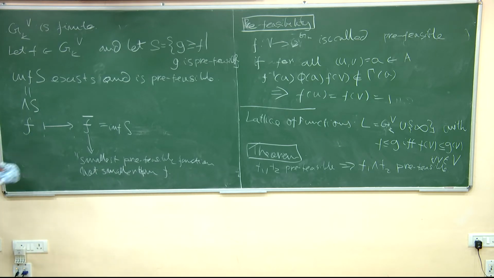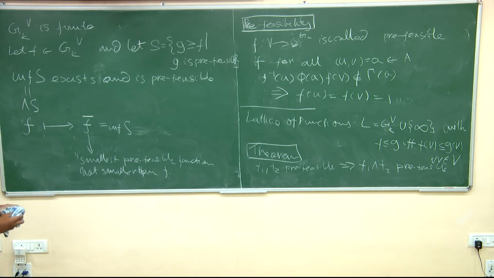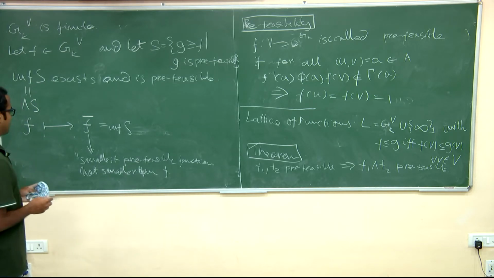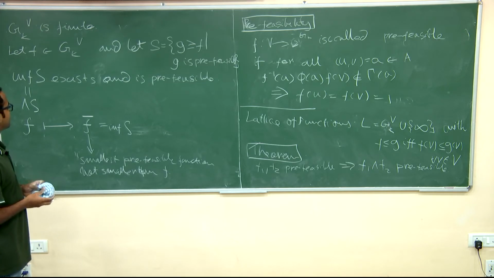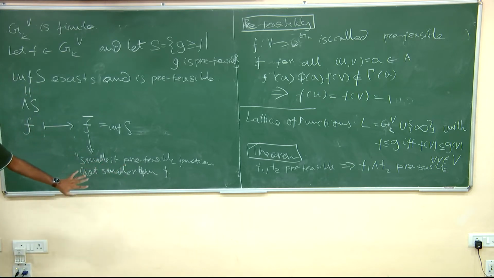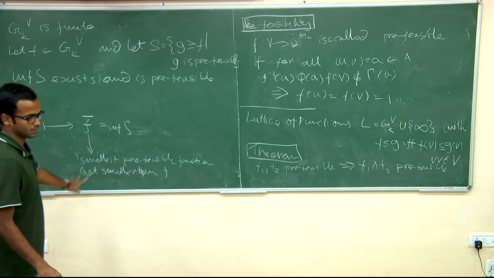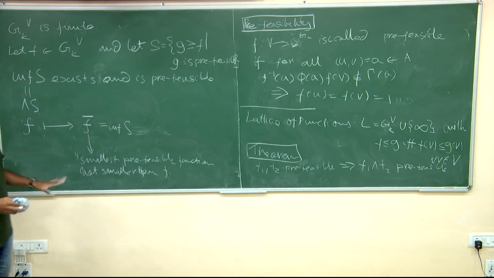So the infimum of S is the smallest feasible function, not smaller than f. This is not exactly correct, because if it is infinite, then it's not. But if it is finite, if this is not empty, then this holds.